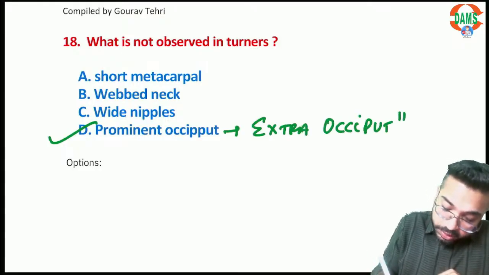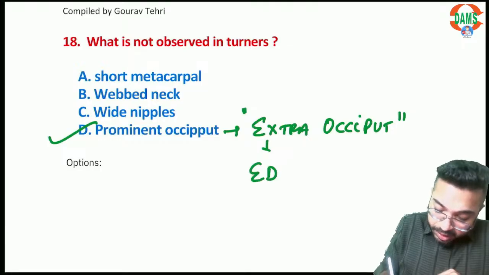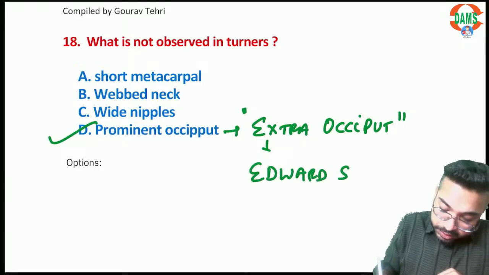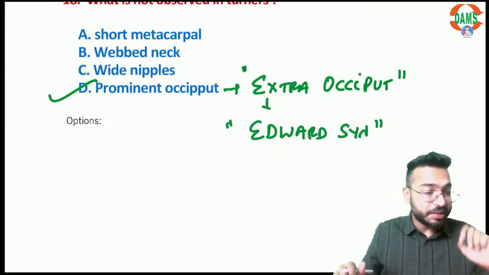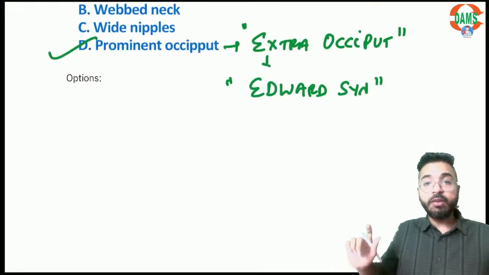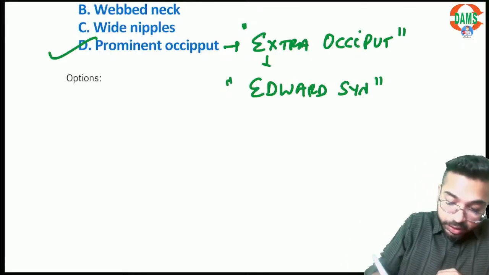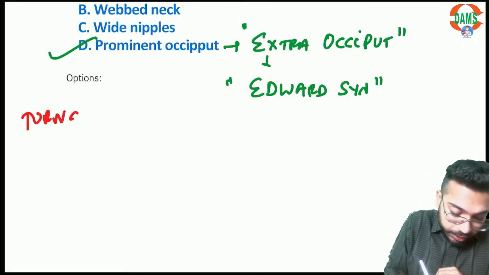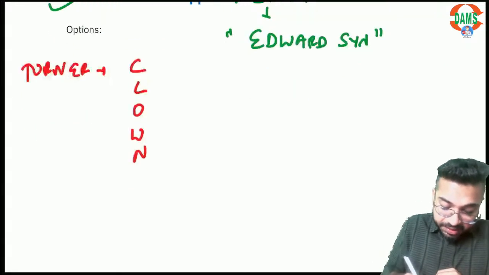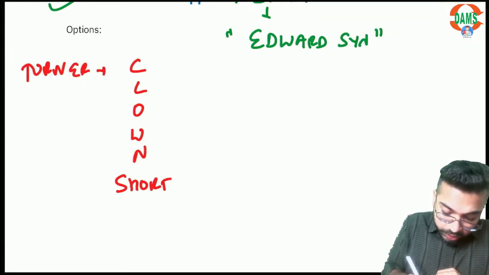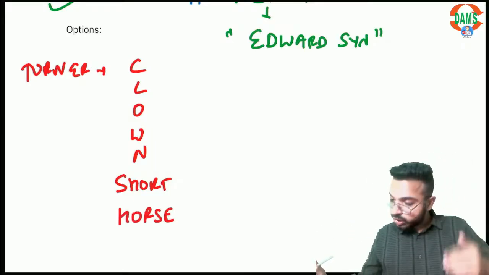E for extra occiput, E for Edwards syndrome. So prominent occiput is a feature of Edwards syndrome. It is not a feature of Turner syndrome. And if you remember, I told you the mnemonic of Turner syndrome: there is a clown sitting on a short horse.